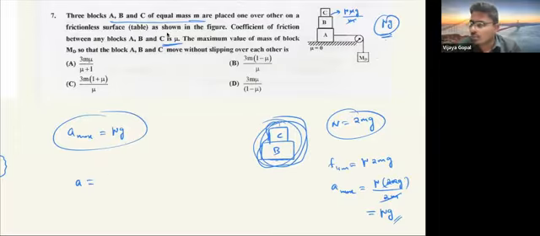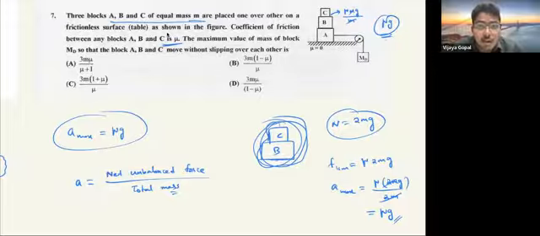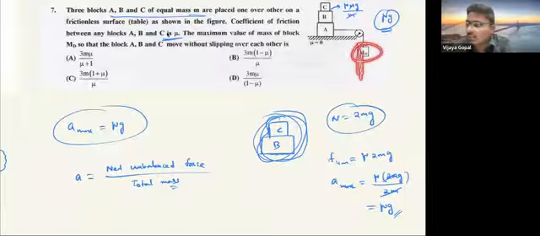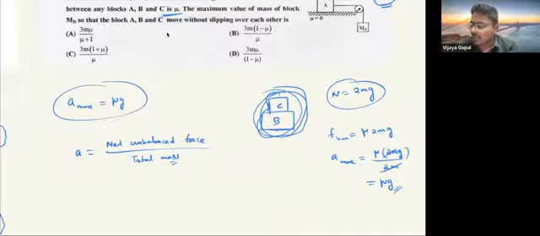What is acceleration in these types of questions? Net unbalanced force by total mass. What is the net unbalanced force here? Only Md g will be the net unbalanced force along the string. The other forces won't be along the string, because the string is horizontal and weight is vertical. So acceleration, which we just got as mu g, equals Md g by total mass. The total mass is 3m plus Md.